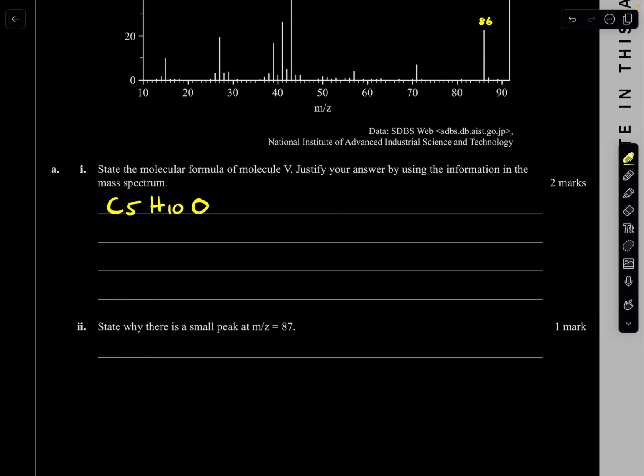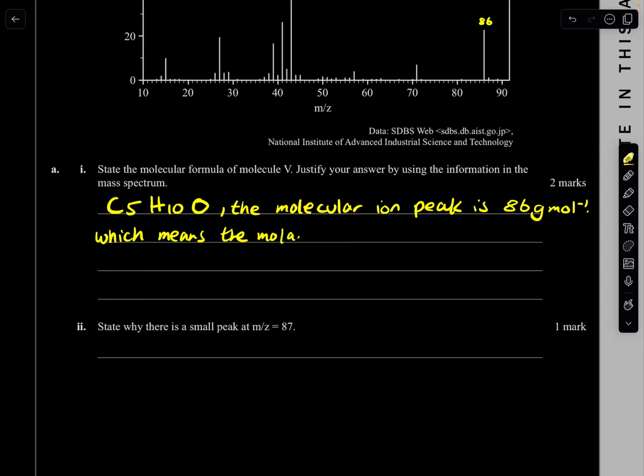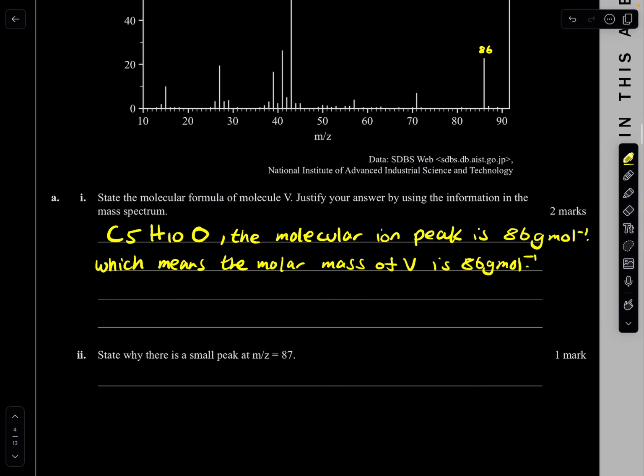To justify your answer using the information, it's quite easy. You just have to say the molecular ion peak is 86, which means the molar mass of V is 86 grams per mole. That is it. So the molecular ion peak is that, which means the molar mass is that. Beautiful. Note that there is a small peak at a mass to charge ratio of 87.